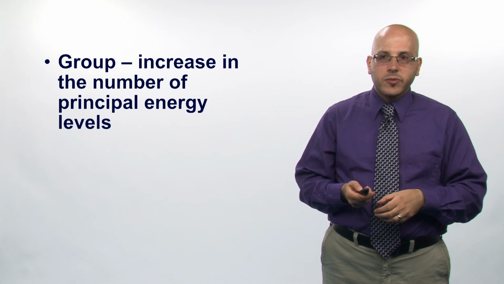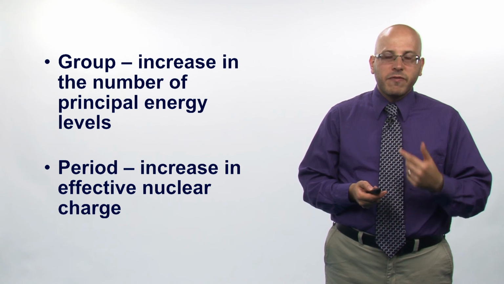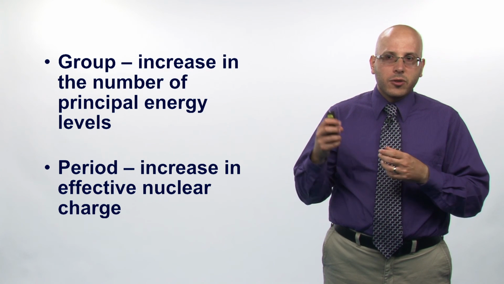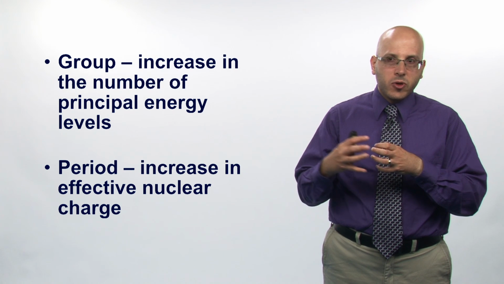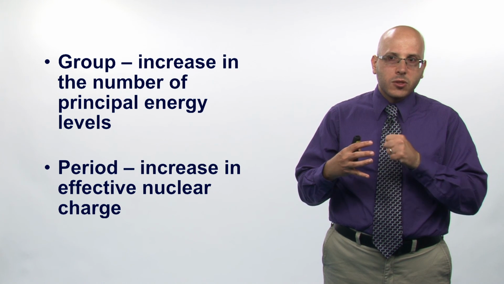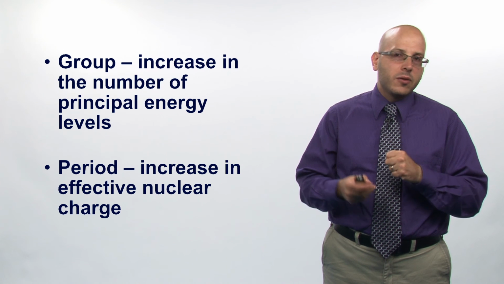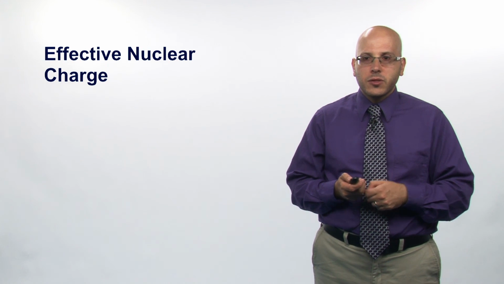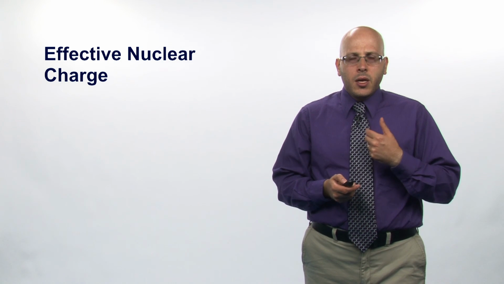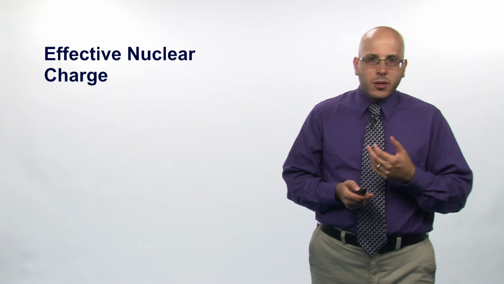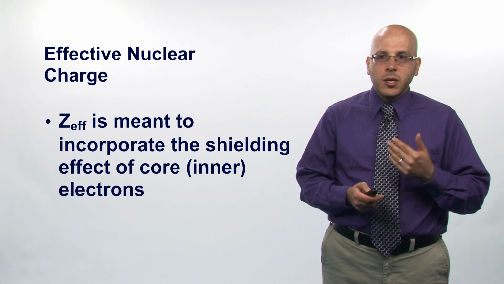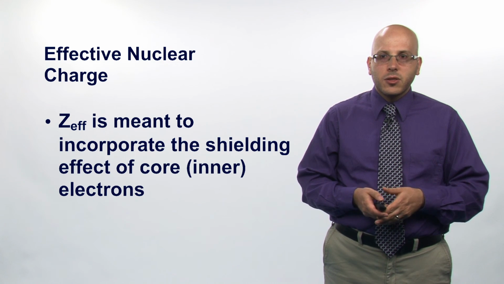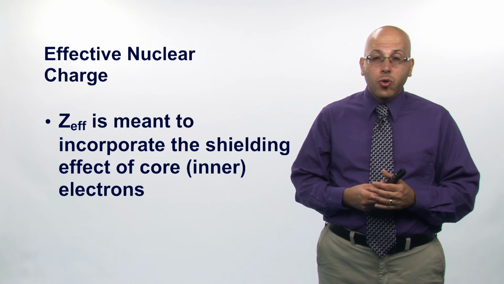So this is sometimes called an increase in the effective nuclear charge. The electrons on the outside feel more pull due to all of these positive charges in the nucleus. This effective nuclear charge is a little bit hard to calculate and define, but basically you can think of it as incorporating a shielding effect of all of the inner or core electrons.